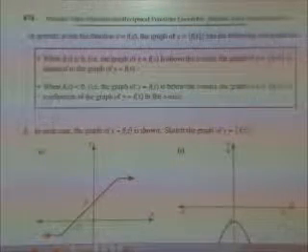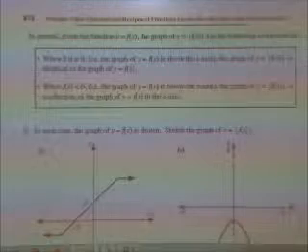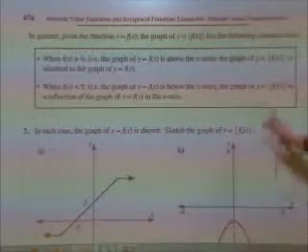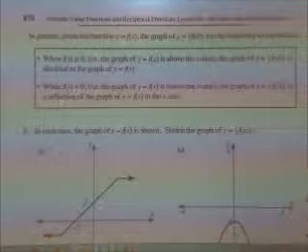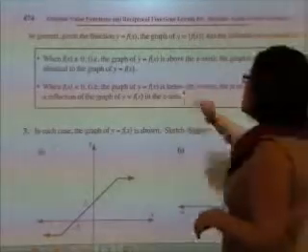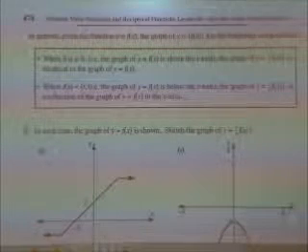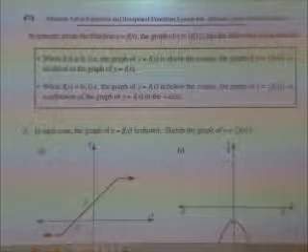So in general, given the function y equals f of x and the graph of y equals the absolute value of f of x, they have the following characteristics. When f of x is greater than 0, in other words, when the graph of f of x is above the x-axis, the absolute value would be identical. When it is below the x-axis, the absolute value function would be a reflection in the x-axis.